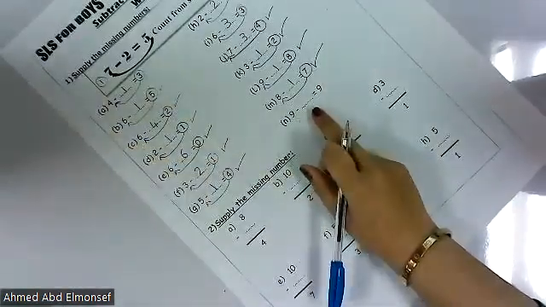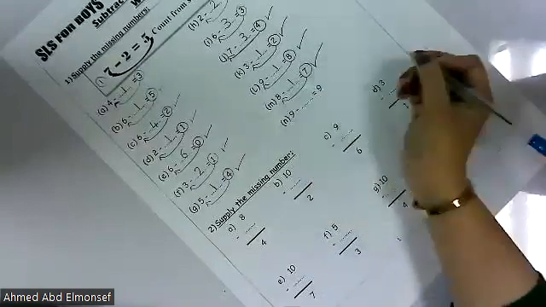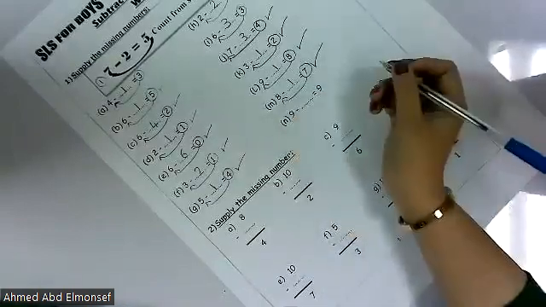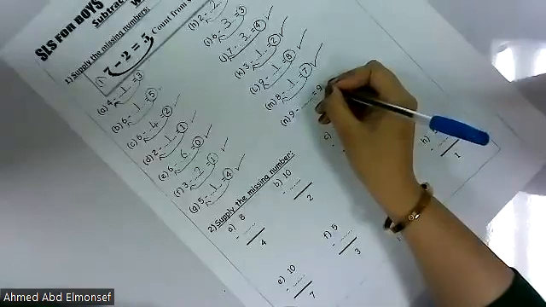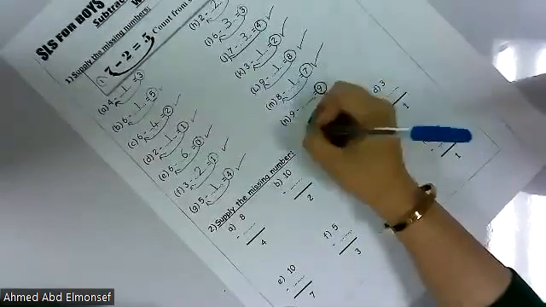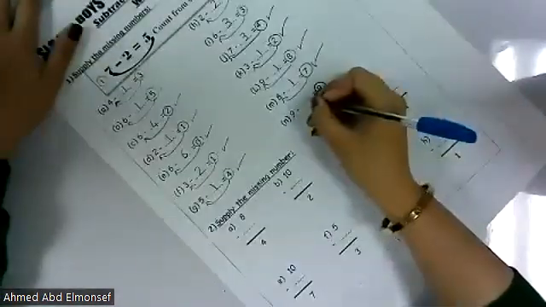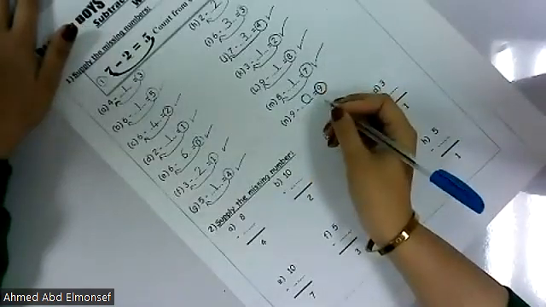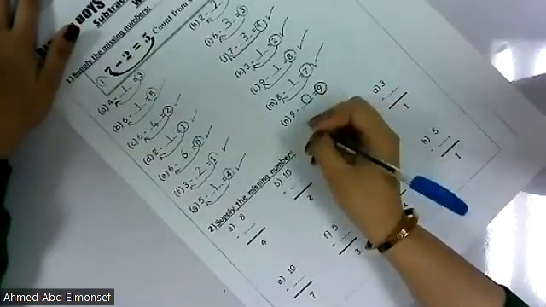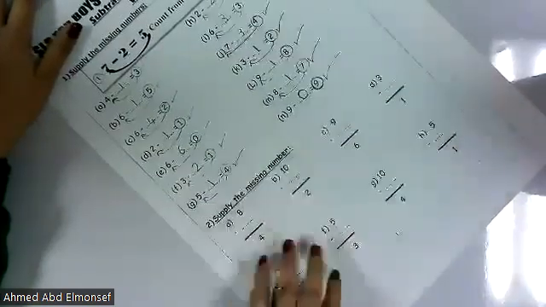9 minus how many gives me 9? Circle the small number. They both are equal. So we are going to circle number 9. Count from number 9 to number 9. There is nothing. So we are going to write number 0. 9 minus 0 equals 9. This is right.